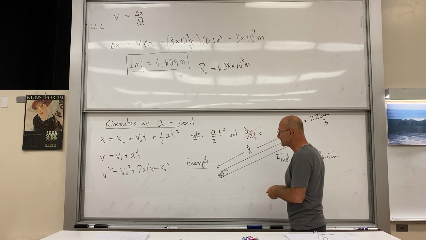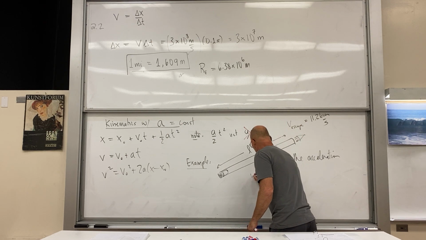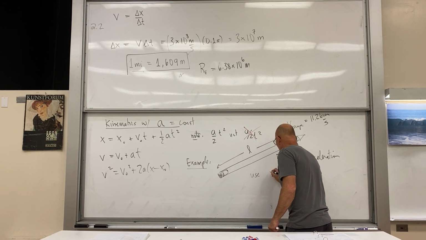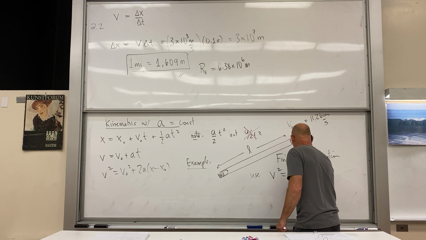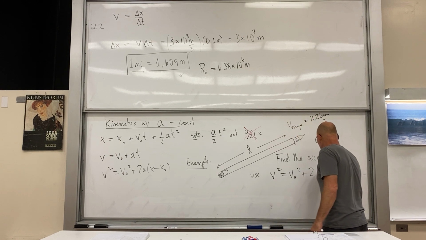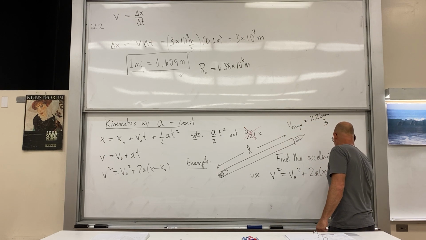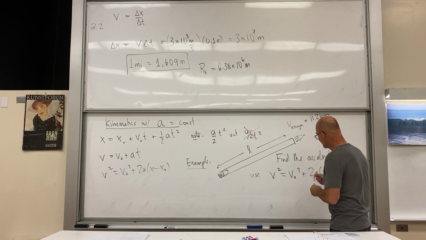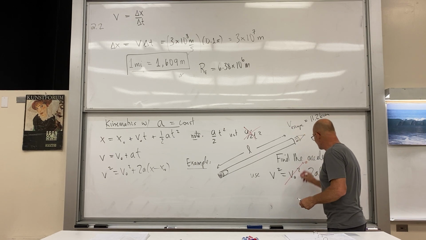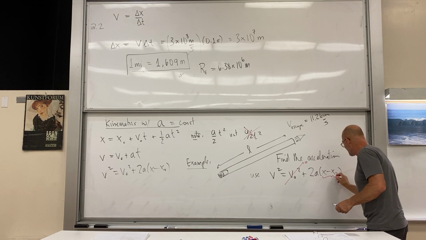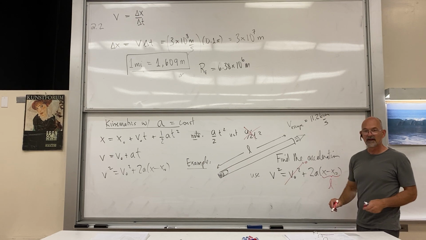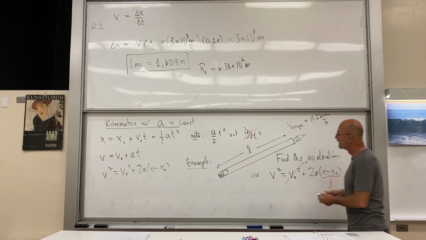So let's do this in 2 steps. Use v squared equals v0 squared plus 2a times (x minus x0). And then we can say this initial speed is 0. And this is the length that we're talking about.